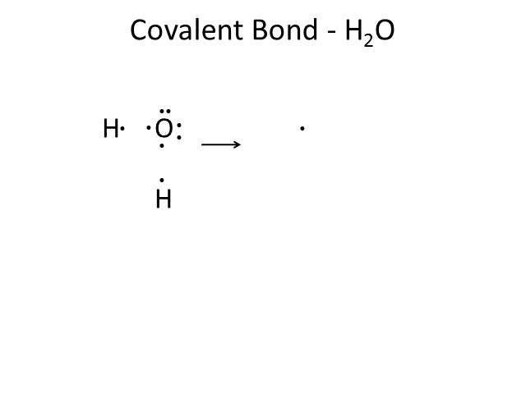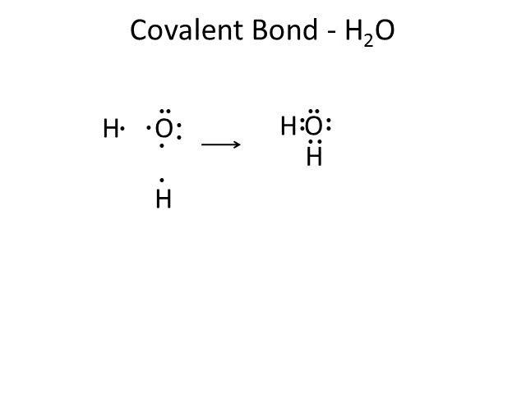So let's look at water. Water has 2 hydrogens and 1 oxygen. Oxygen has 6 valence electrons, so you can see we have drawn 6 dots around oxygen to represent the 6 valence electrons. Hydrogen each has 1 valence electron, so each hydrogen has 1 dot. Hydrogen is going to move in with oxygen and share its 1 valence electron with oxygen. So oxygen now has 8 dots surrounding it, and each hydrogen has 2 dots.